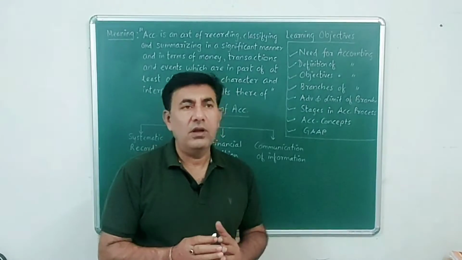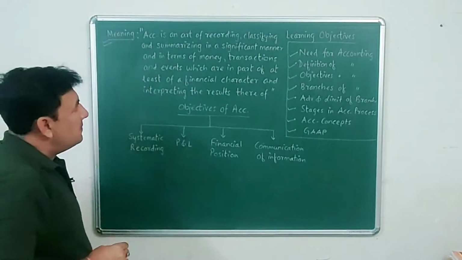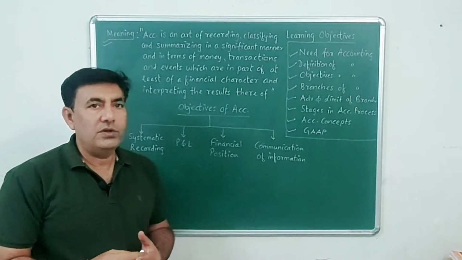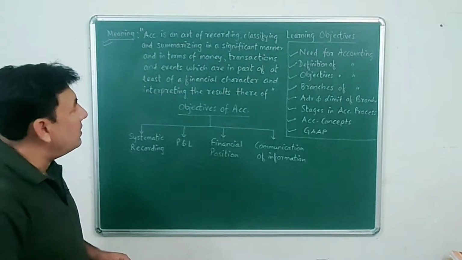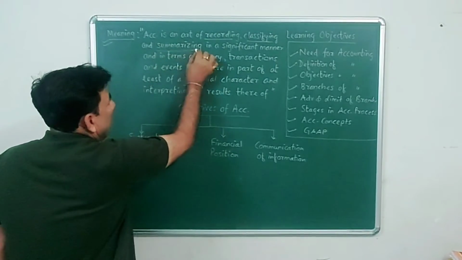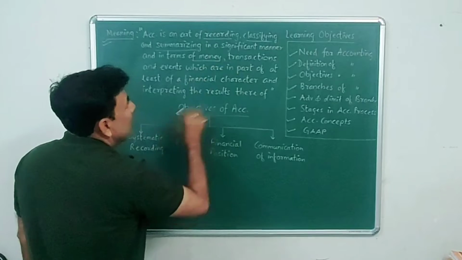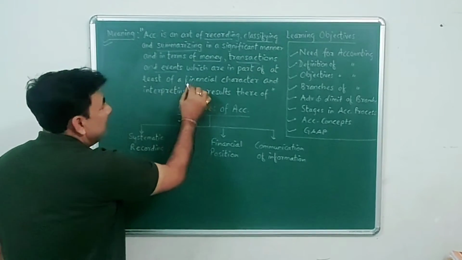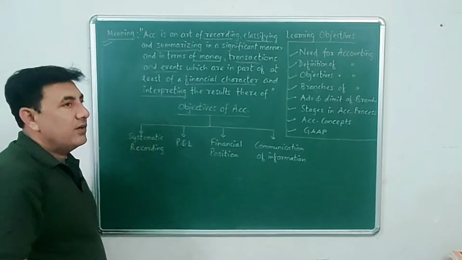First of all, we'll begin with the meaning of accounting. This particular definition is given by the American Institute of Accountants. The definition says, accounting is an art of recording, classifying, and summarizing in a significant manner and in terms of money, transactions and events which are, in part at least, of a financial character, and interpreting the results thereof.